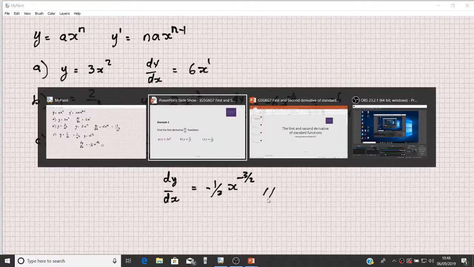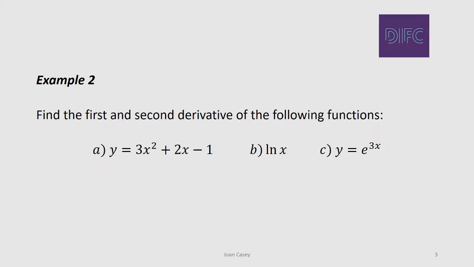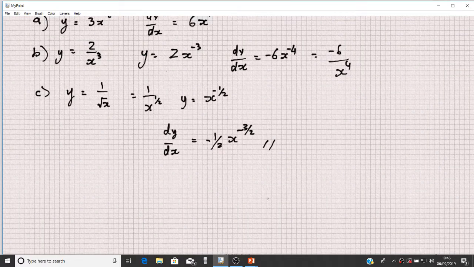In the next example, we're going to find the first and the second derivative of the following functions. a is 3x squared plus 2x minus 1, b is ln x, and c is y equals e to the 3x. So let's have a look at these examples. We'll take them one at a time.